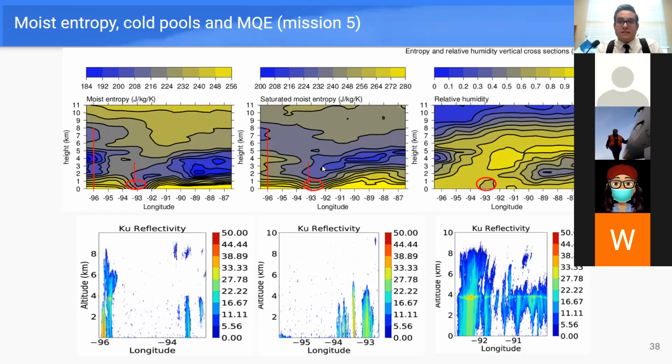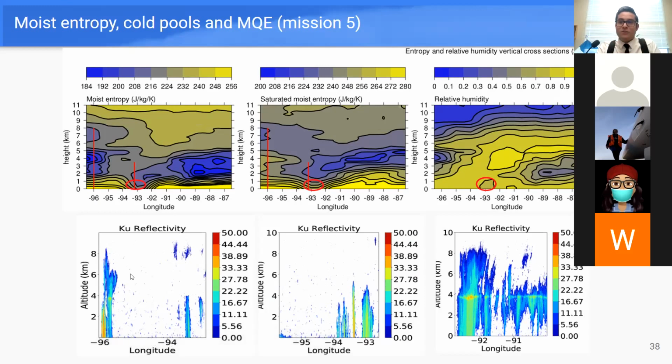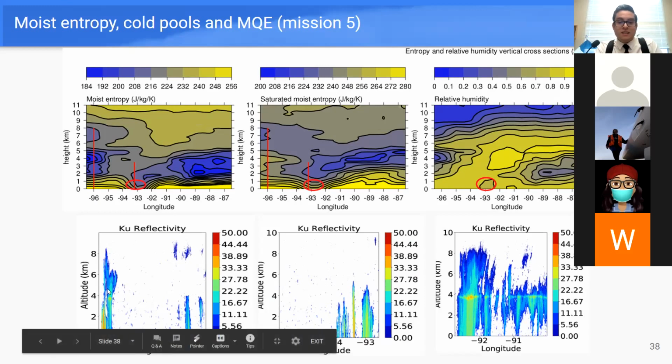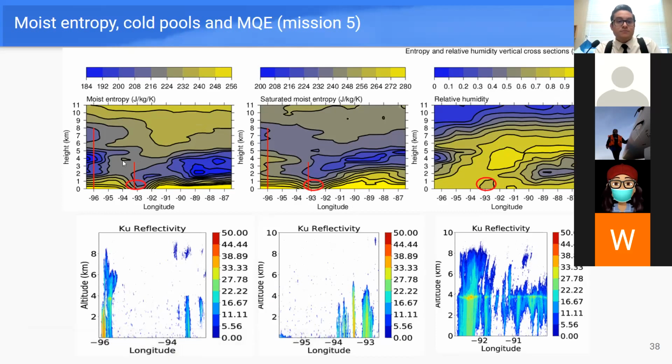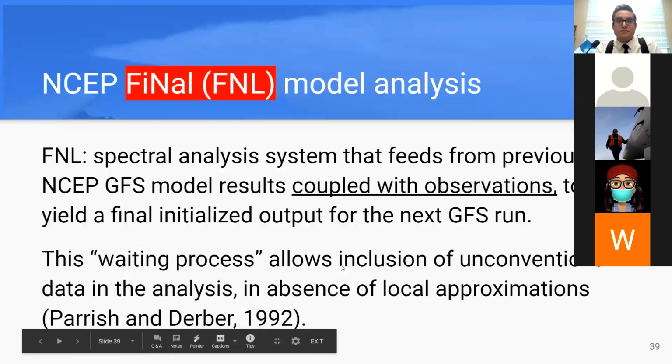I drew vertical lines in here to see where I have, for instance, at 96 west, convective towers going up, both at 96 west and around 93 west. So it is also indicated. So what we see as increases in moist entropy, we'll also see indicated here in the radar plots.